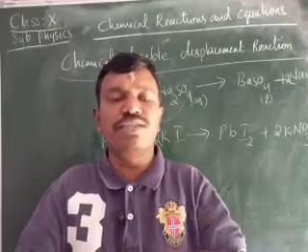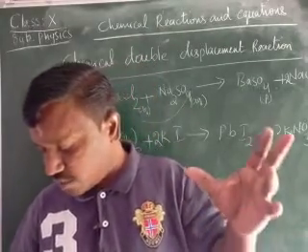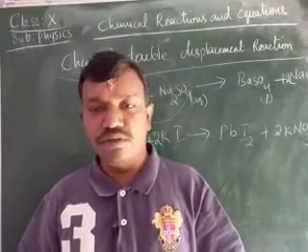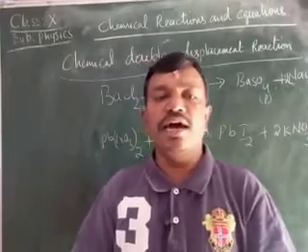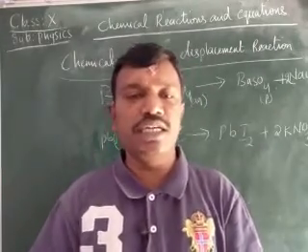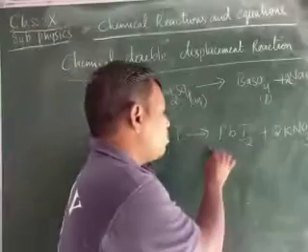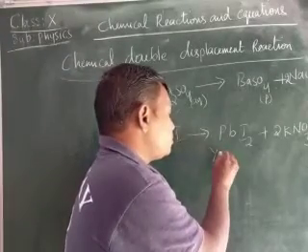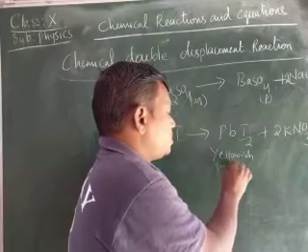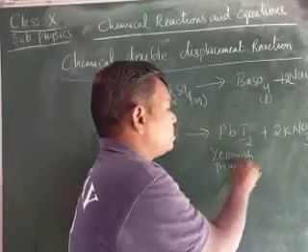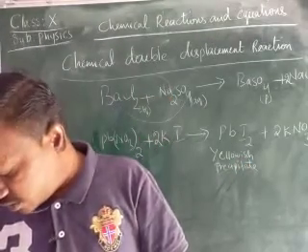When we mix them, a yellow precipitate is formed. This yellow substance, which is insoluble in water, is called a precipitate. The precipitate formed here is lead iodide. Lead iodide is a yellowish precipitate, children.